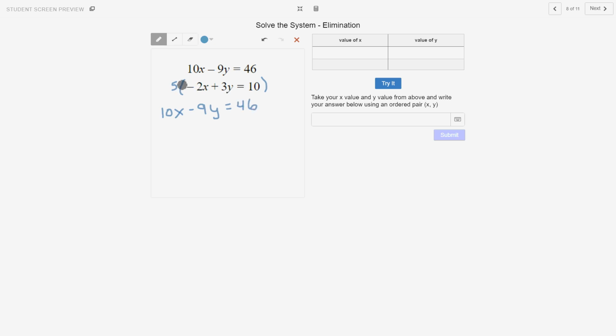Multiply each term by 5, negative 10x plus 15y equals 50. Add them together. The 10 and negative 10 cancel out. Negative 9 plus 15 is 6. So 6y equals 96. I'm going to have to divide both sides by 6. Y is going to be 16.